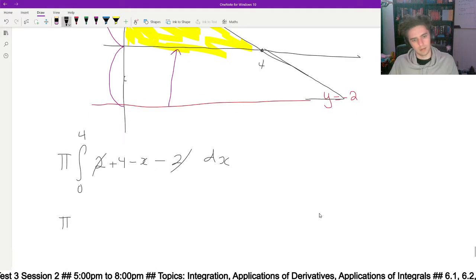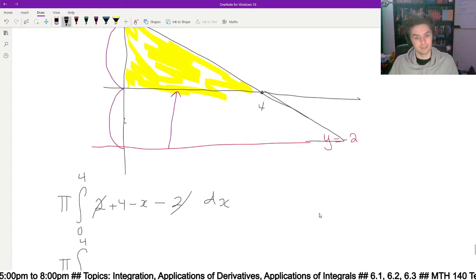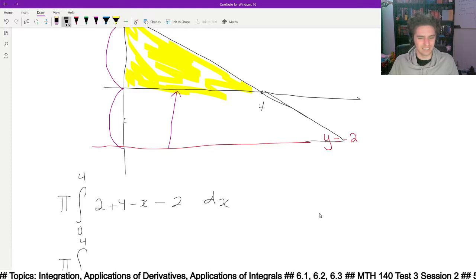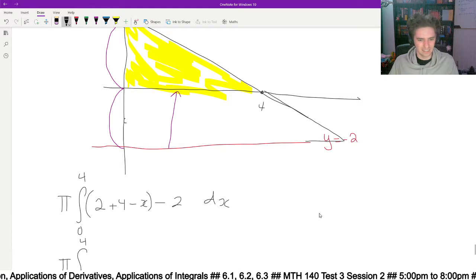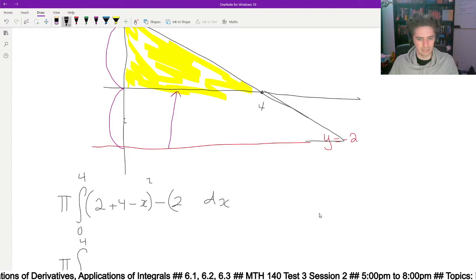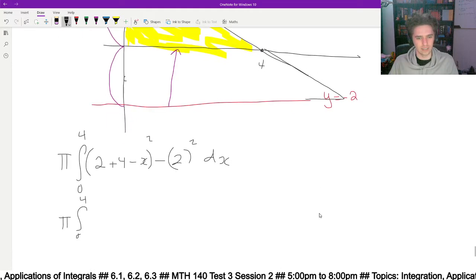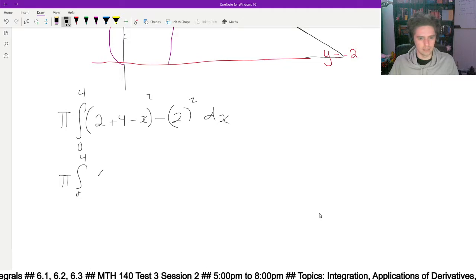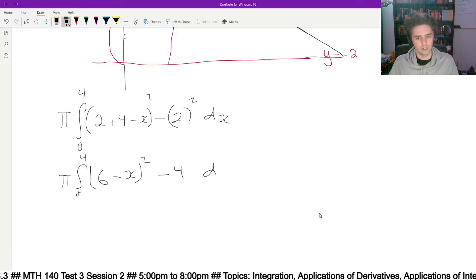So it's pi from 0. Isn't it squared though? Yes, it is. Sorry guys, I don't know what's going on with me today. This is the radius squared minus that other radius squared, because we're finding the area of the cross sections here. So I can combine this over here: it's 6 minus x, squared, minus 4, dx.